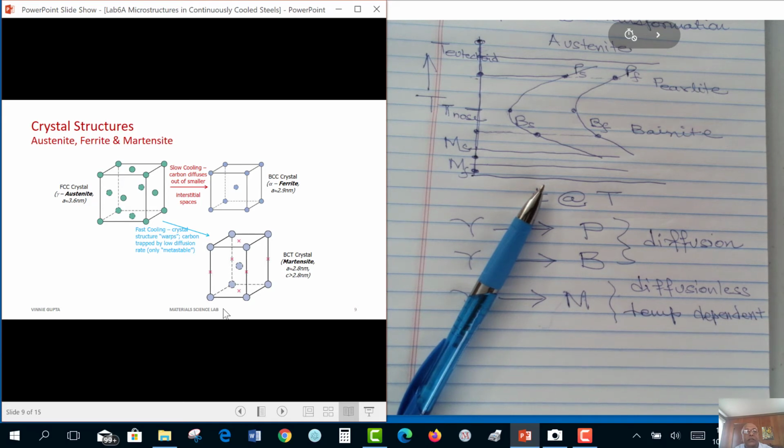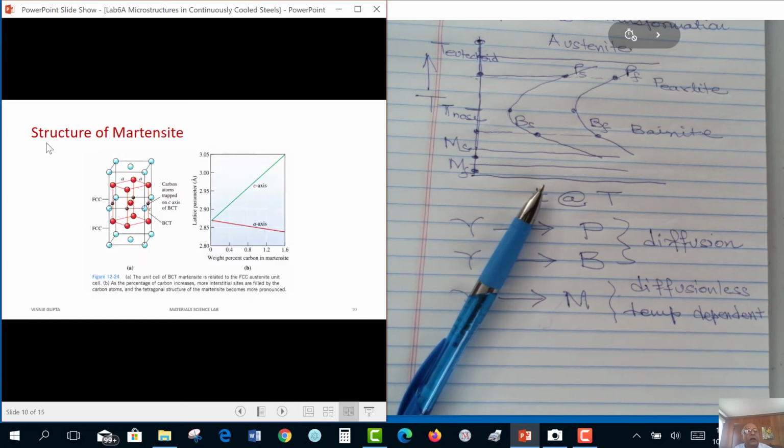So what is body-centered tetragonal? Two edges are equal to A, which is 2.8 nanometers, and the third edge is a different size, C, which is different from A. In this case, C is greater than A. So let's see what happens. Here is the structure of martensite showing carbon and iron and how it deforms from FCC to BCC structure.